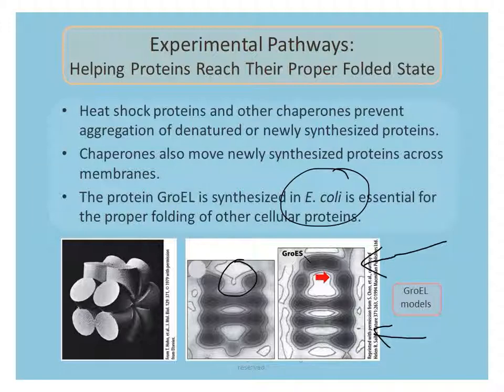GRO-ES binds to GRO-EL, which you can see in this diagram, and it's a thin cap that's thought to enclose the cavity so that a protein can form. So you can see here's the cavity. So GRO-EL is the larger complex, and GRO-ES is thought to be a cap. Two different structural studies help enable scientists to understand the structure of this complex.